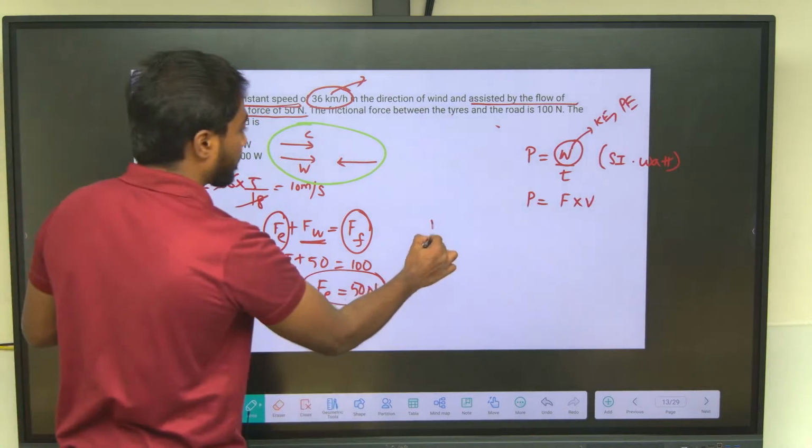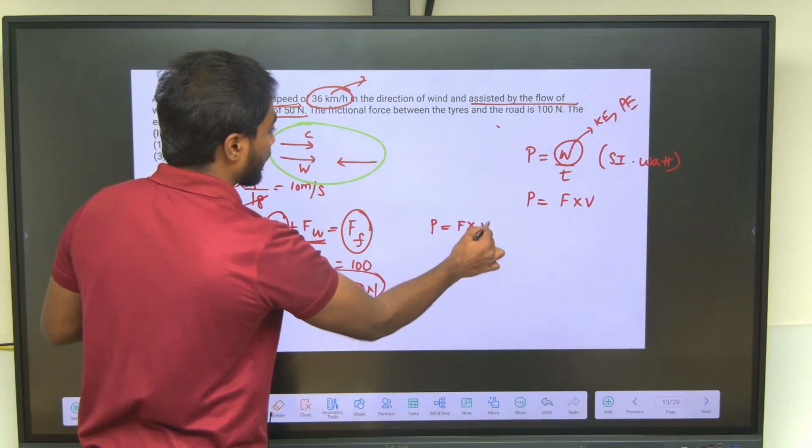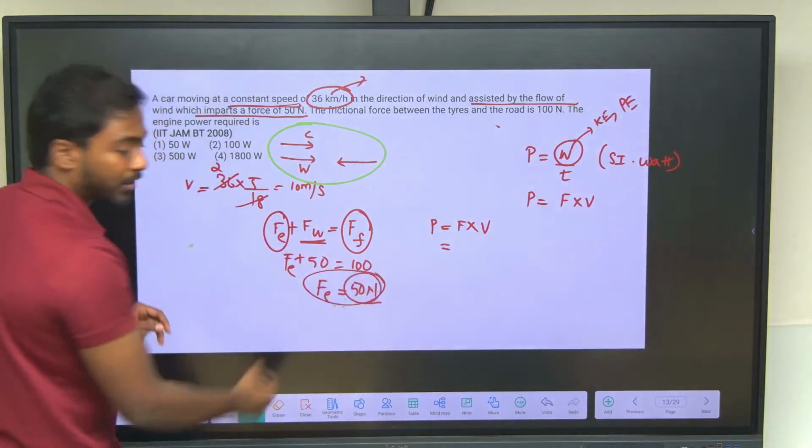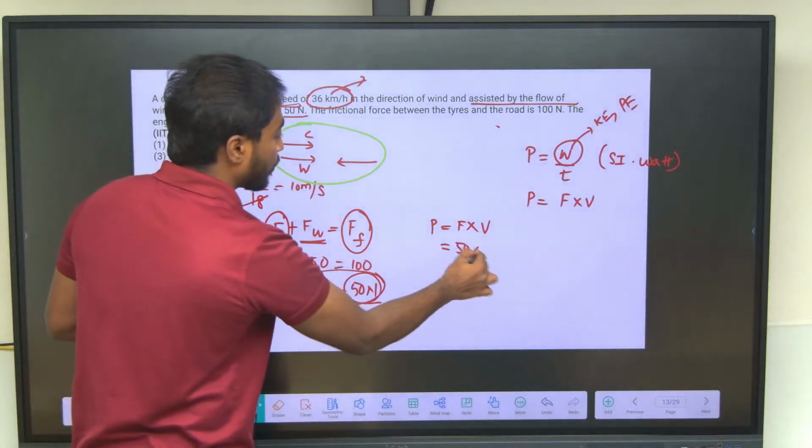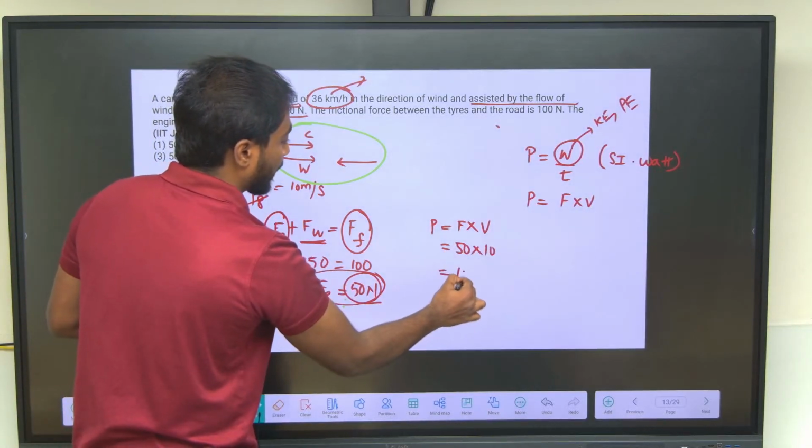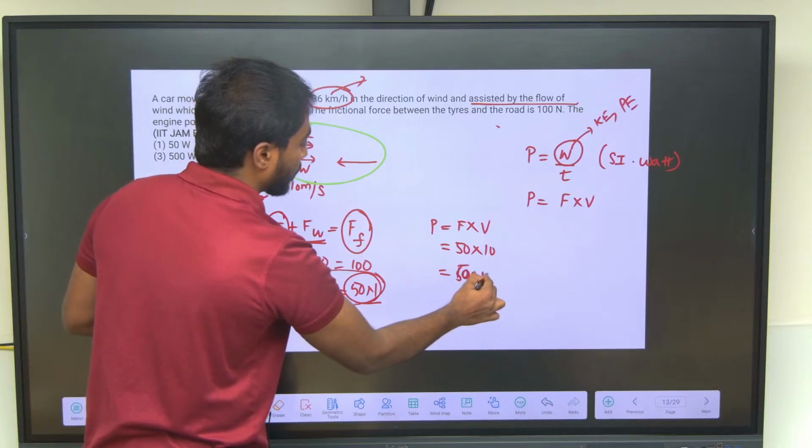So can I say power is equal to force into velocity. And what is the force? That is 50 Newton. So 50 into the velocity, which is 10. So the answer is 500 watt.